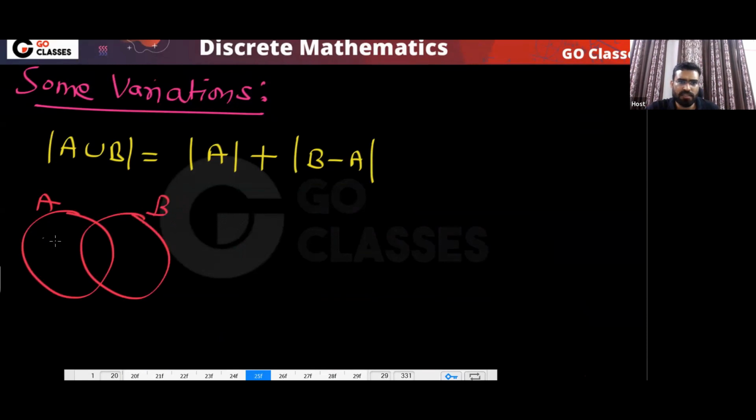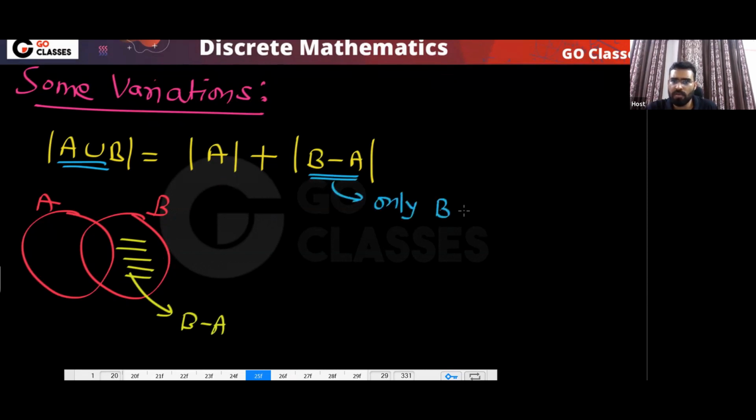You can notice that this is the number of students in A union B, and this area is B minus A. So the number of students in A union B will be the number of students in A plus the number of students in only B. This simply means only B, not in A, only in B.